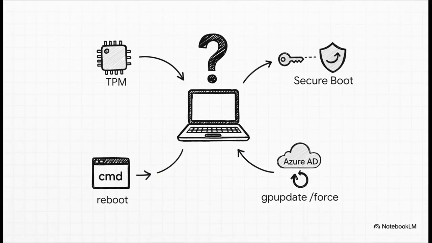If BitLocker just plain refuses to start, always go back to the basics. Is the TPM ready? Is Secure Boot on? If you see the key isn't getting stored, double-check the device's Azure AD join status. And sometimes a device just needs a little nudge. Forcing a group policy update and a simple reboot can work wonders.